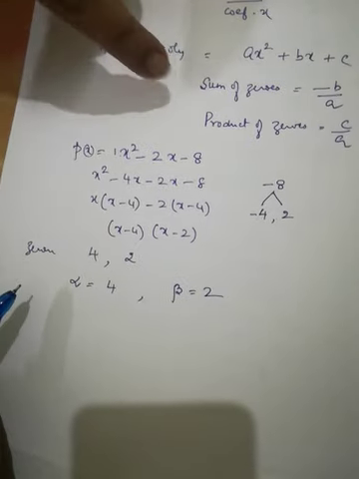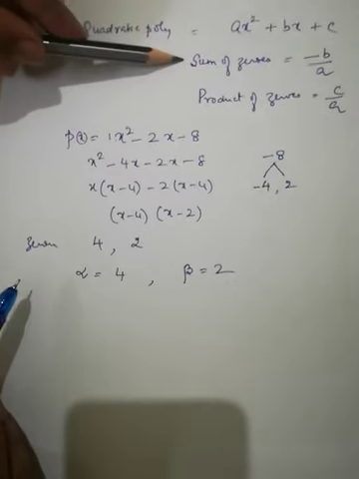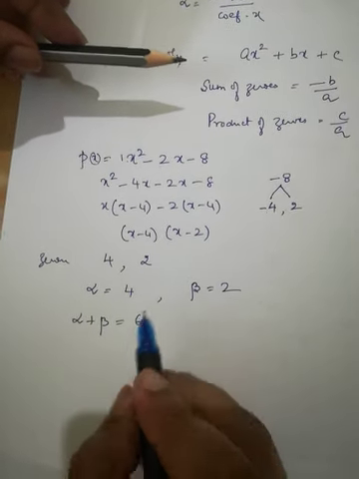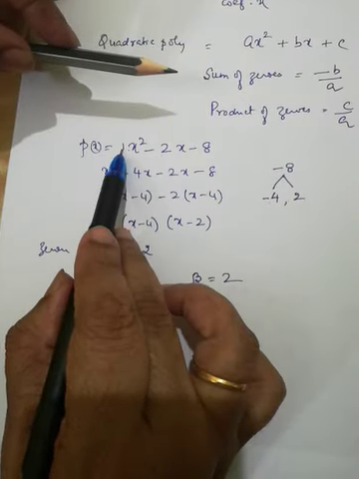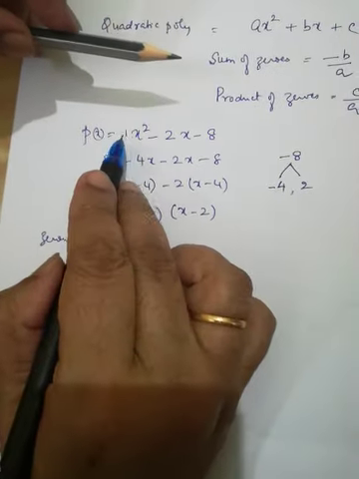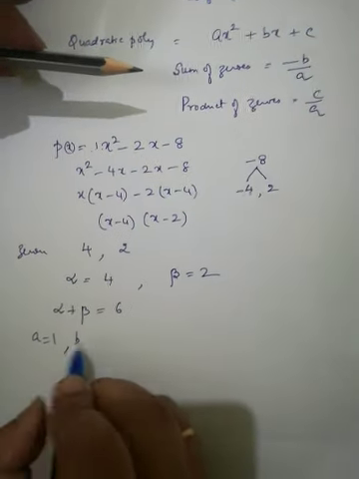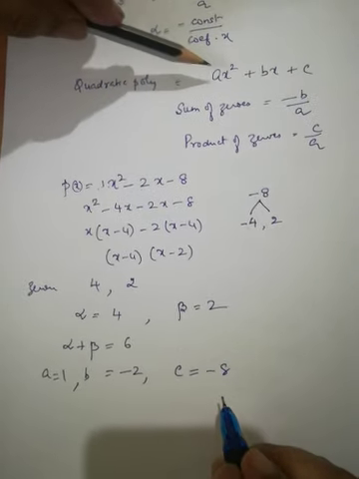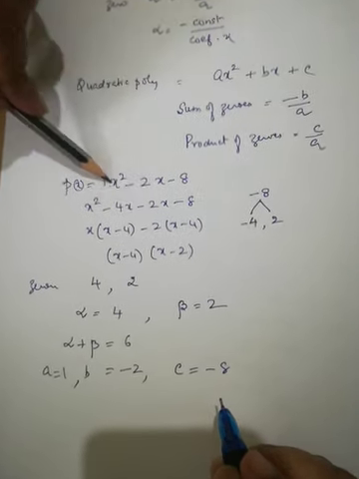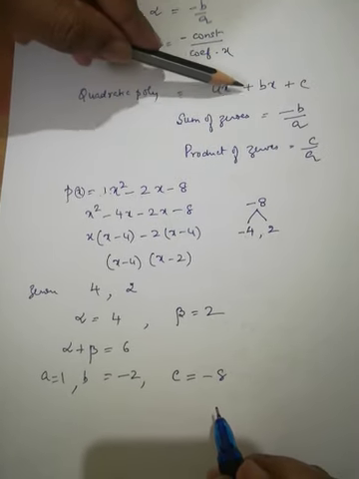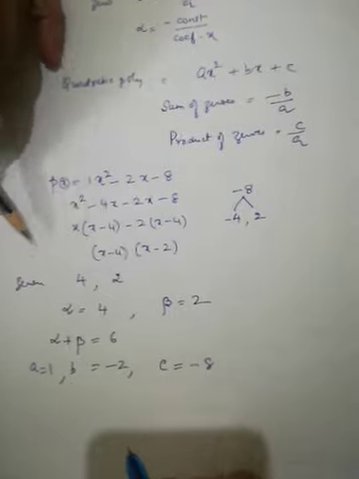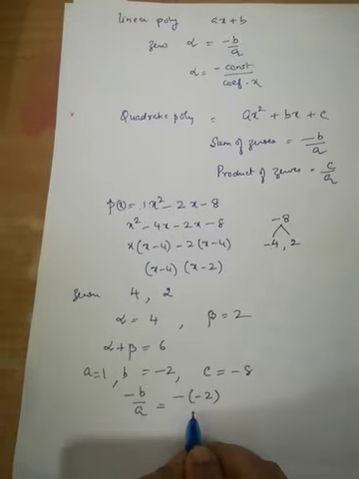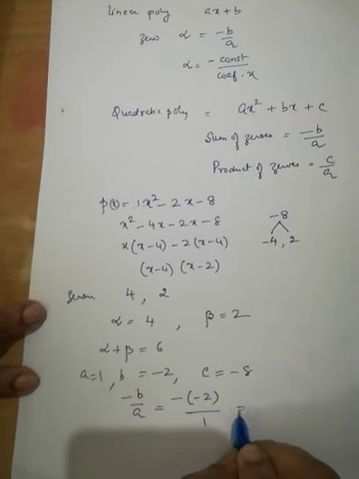Now let us see whether the sum of the zeros is coming as minus b by a. So let me find the sum of it. And what is minus b by a? Let me see. Here a is equal to 1, the coefficient of x square, b is equal to minus 2 and c is equal to minus 8. When you compare it to this polynomial, you will find a is equal to 1, b is equal to minus 2 and c is equal to minus 8. Let me find what is minus b by a.